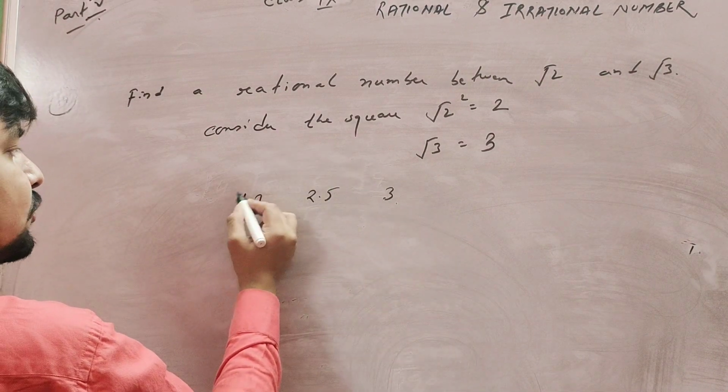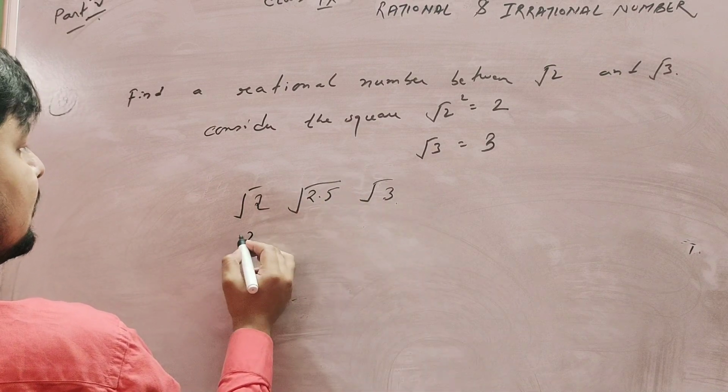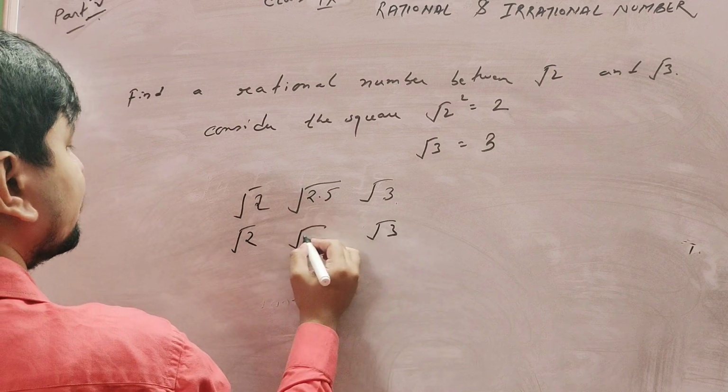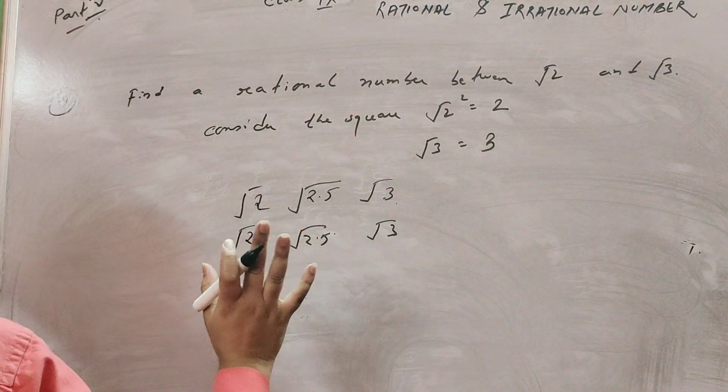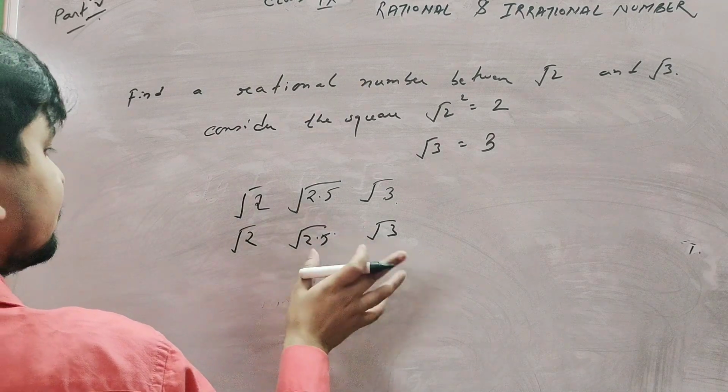So again we take the square root of this one, so between root 2 and root 3 we write down root 2.5. Clear? Note.